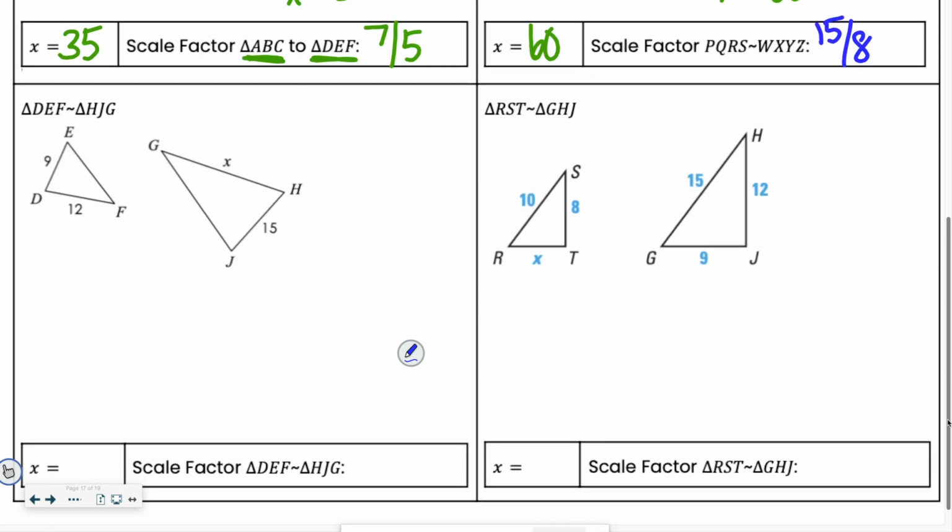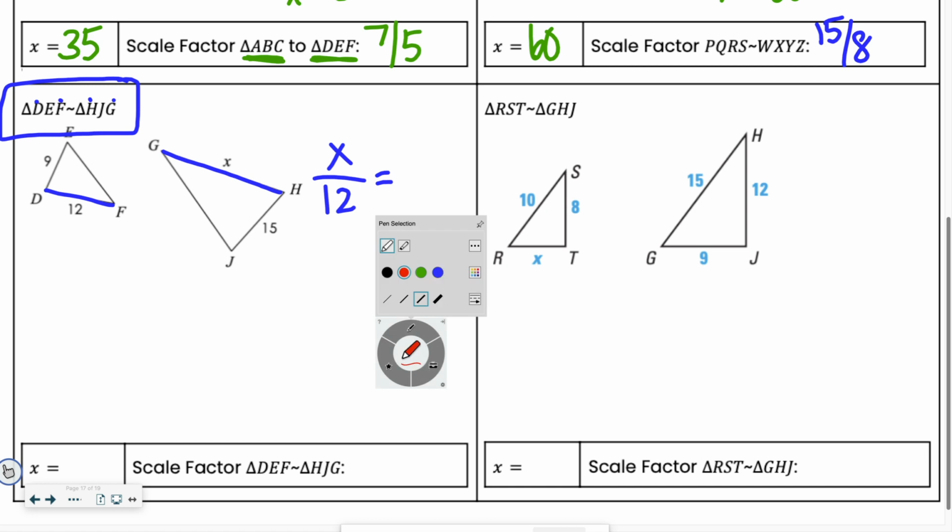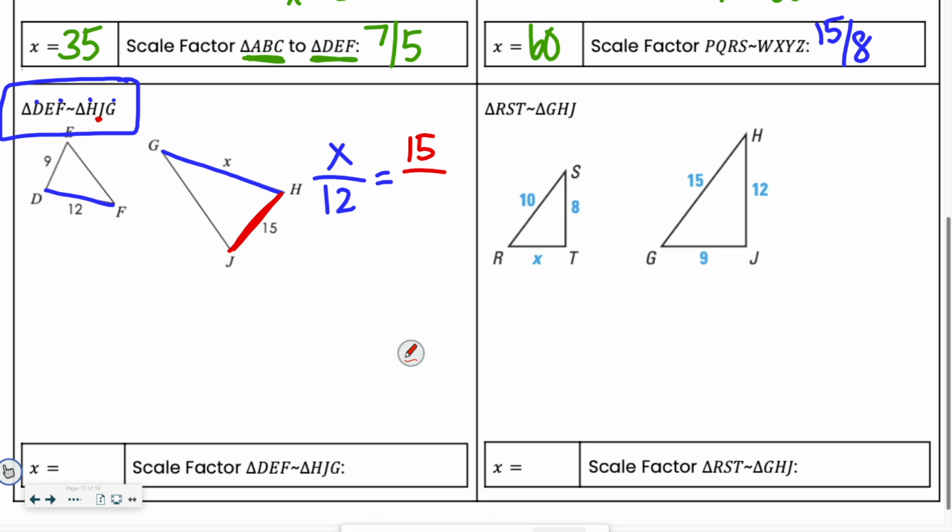Okay, last two. Same thing. Here's our code telling us what matches what. Start with our variable, so x. So GH matches DF. DF is 12. Is equal to, come back to the one we started with, 15. JH matches DE, which is 9.